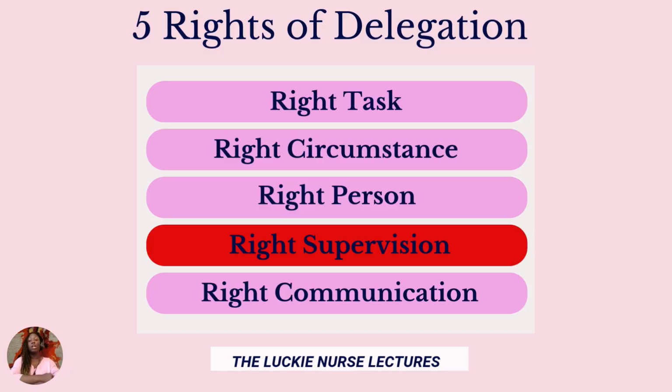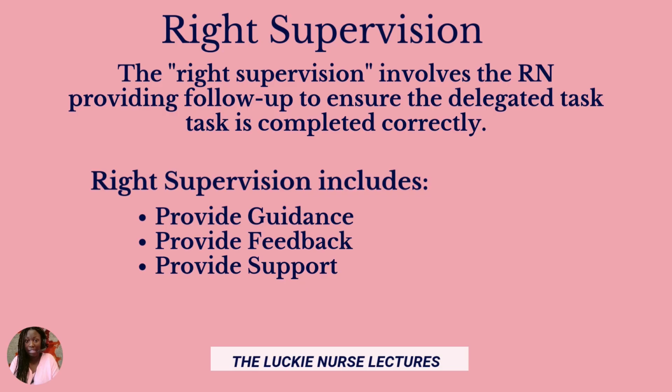Now, moving right along, the next of the five rights of delegation that we're going to cover is the right supervision. So, when delegating, the RN needs to ensure that appropriate supervision is provided to ensure that the delegated task is actually being performed correctly and safely by the person performing that task. So, the right supervision really involves follow up. Even when a task is delegated by the RN and that task is actually completed by someone else, the RN is still responsible for that task and for the outcome of that task.